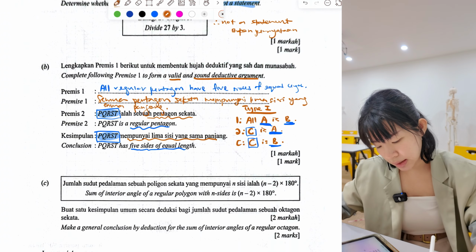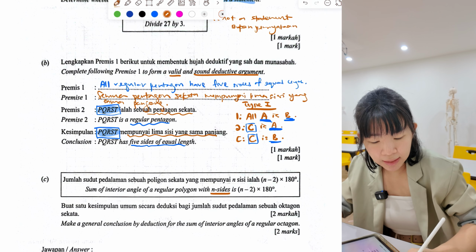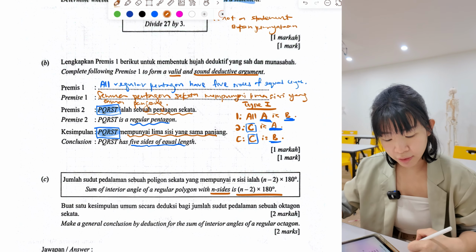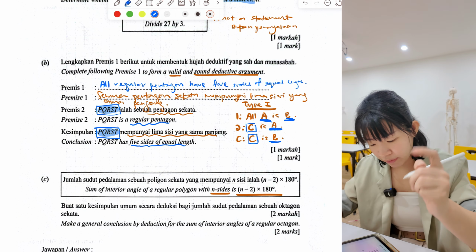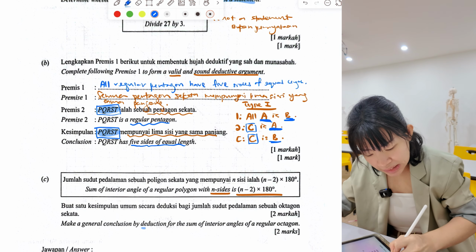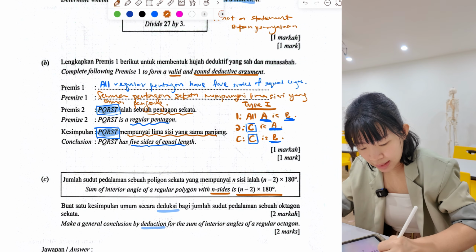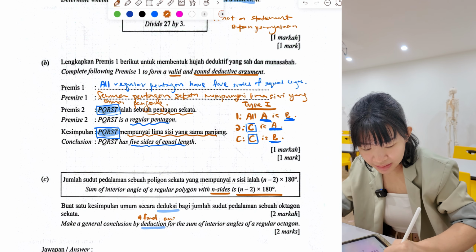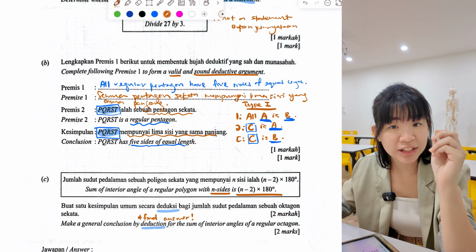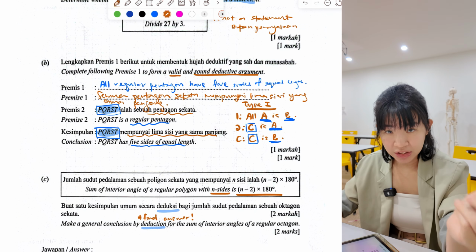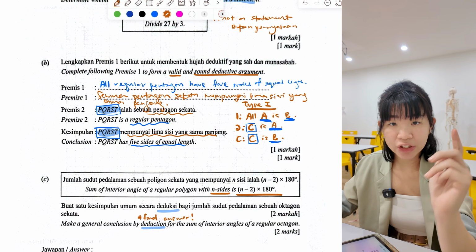Okay, let's look at C. Here they say the sum of interior angles of a regular polygon with n sides is this formula, n minus 2 times 180. Make a general conclusion by deduction. So I need all of you to highlight this. Deduction, secara deduksi. When you see this word deduction, it means they want you to find a very specific answer. If it's induction, it means they want you to form a formula. The other way around. So deduction means find answer.